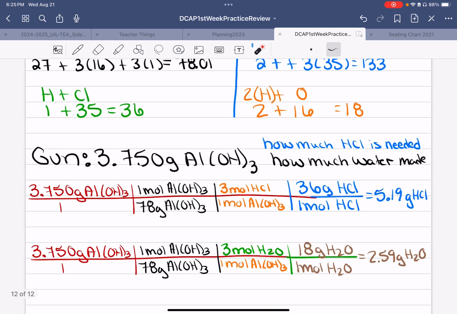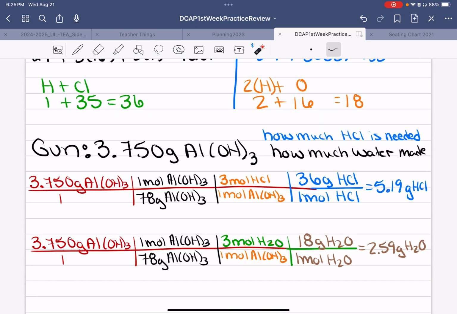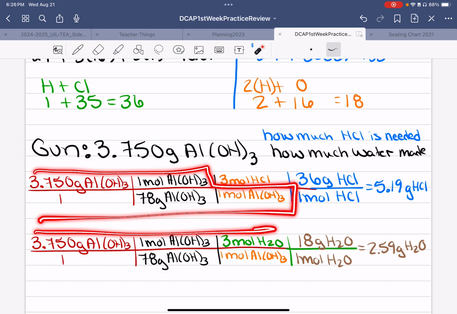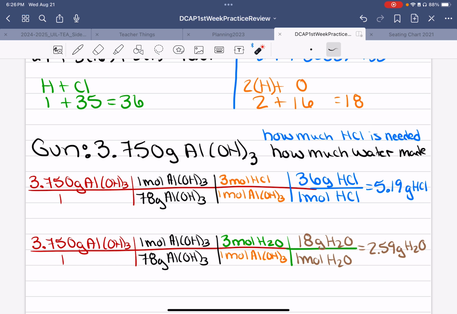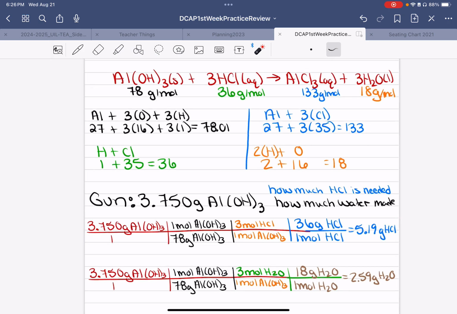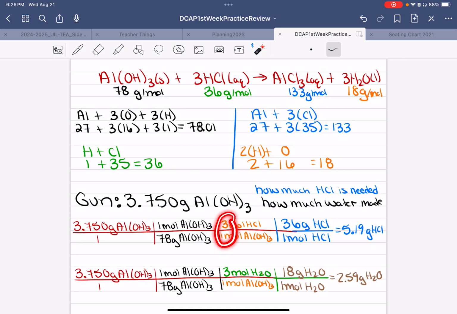Okay, so in my example problem, I'm given 3.750 grams of aluminum hydroxide. I want to know how much HCl is needed, and I want to know how much water is made. Notice that my equations are all set up the same way. I start with the same starting point, 3.750, and I convert that over to moles. Once I have it in moles, I go back to my balanced equation. That's where these numbers come from: there's a 1 here and a 3 here. And then I insert my molar mass again right here.